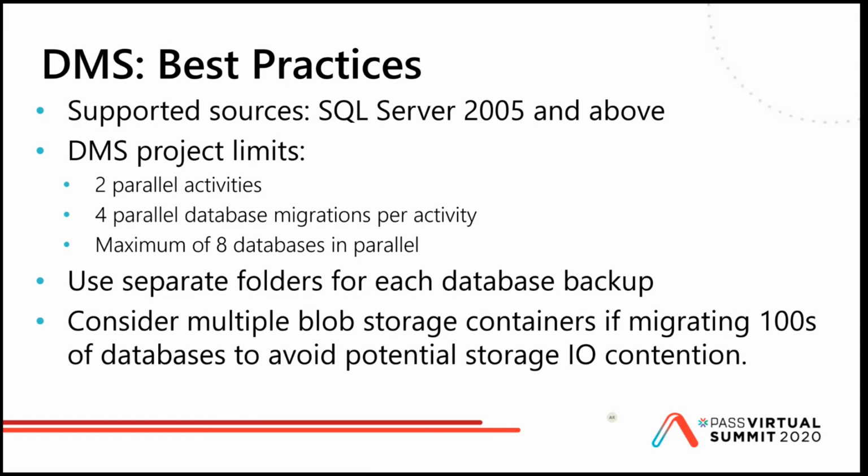Now within DMS, for a single DMS service, you can have 2 parallel activities, and within each activity, you can migrate 4 databases in parallel. So altogether, using one DMS service, you can migrate 8 databases in parallel. But if you have hundreds of databases, you can provision multiple DMS services, and that's the way you can scale your migration. And like we discussed, using DMS, you can migrate those databases with minimum outage. So you can migrate hundreds of databases with a 15 minute cutover window.